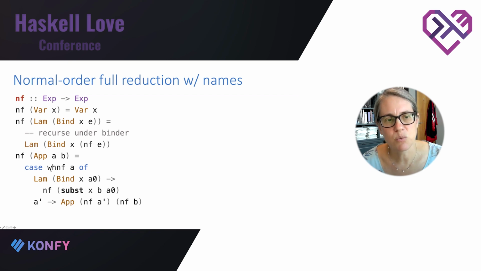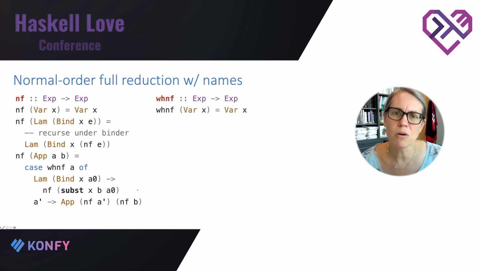If we have an application, and we do this auxiliary operation that computes the weak head normal form, which is sort of like a reduced version of substitution, we compute the weak head normal form of the function part of the application. If it happens to be a lambda expression, then we can do a beta reduction. Here's where we call substitution and substitute into the body of the lambda. If we do this and we don't get a lambda, we don't have the opportunity for a beta reduction, and so we just need to normalize the two components of the application.